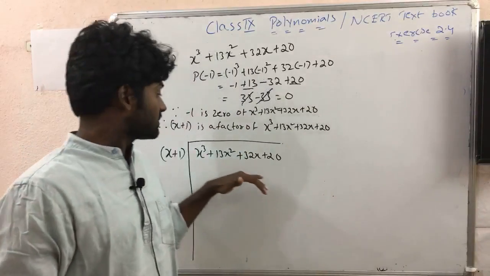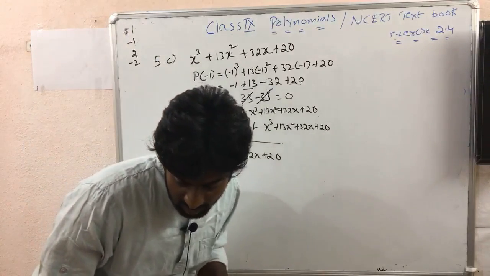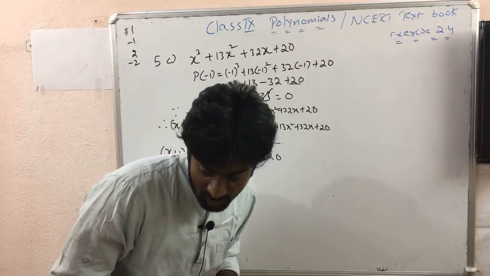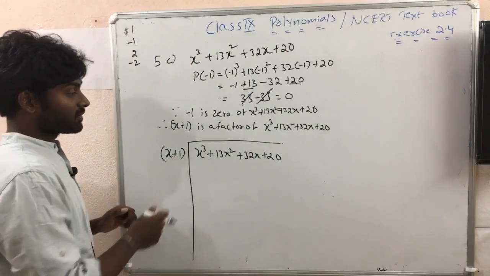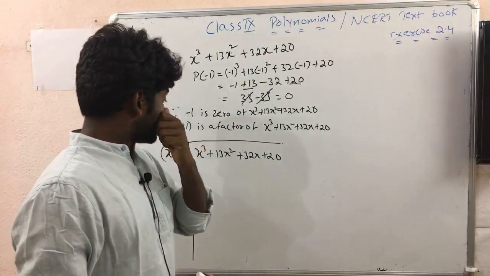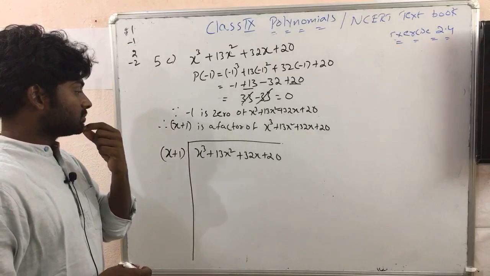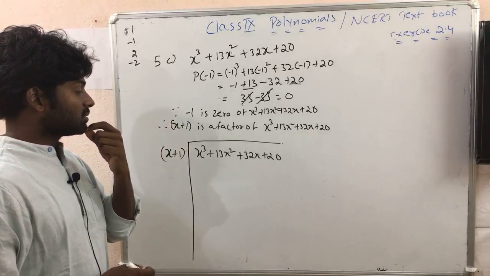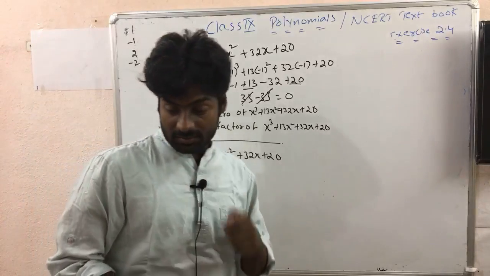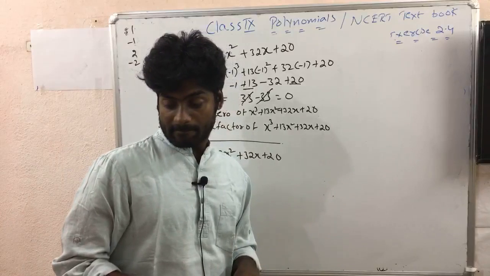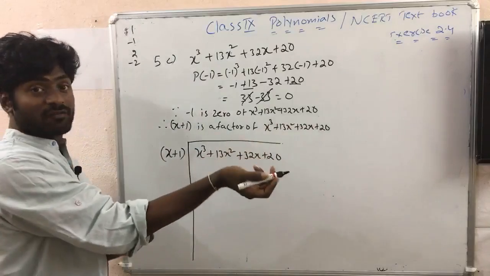So factorize this, that means divide this cubic polynomial. Okay, Shivam, p of minus 1, okay. Then divide with x plus 1. How to get x square plus 12x plus 20? Okay, let me do it once. Check the first term.